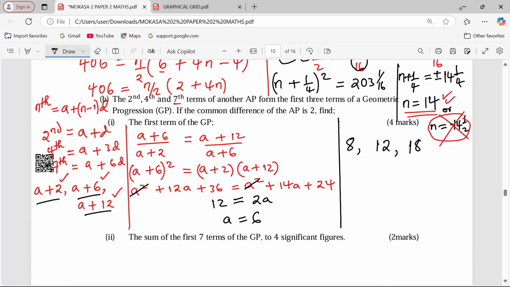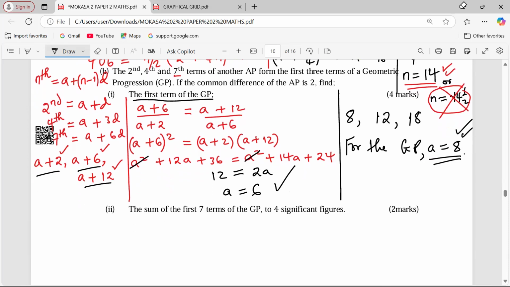So we can conclude that for the GP, first term equals 8. This is A, but we are in the process of working out the first term in the GP. So that is not the first term that we add to set of 4. We are supposed to come up to 8. Because what is second in the AP becomes first in the GP. So this is the first term for the AP, but now for the GP, first term is 8.